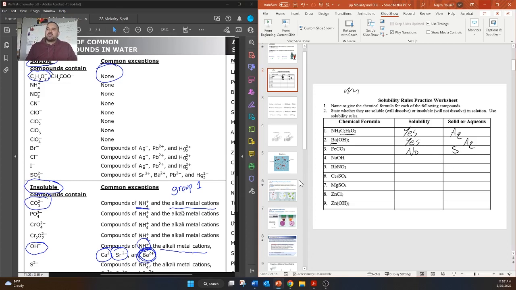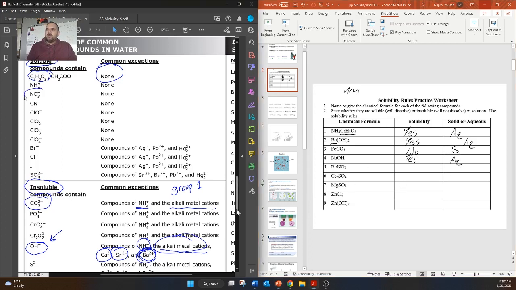We have sodium hydroxide. So back to hydroxide right here. Does sodium meet any of the exceptions on this list? Yes, it is. It's an alkali metal. So is it soluble? Yes. Is it going to be aqueous or solid? It's aqueous in solution.